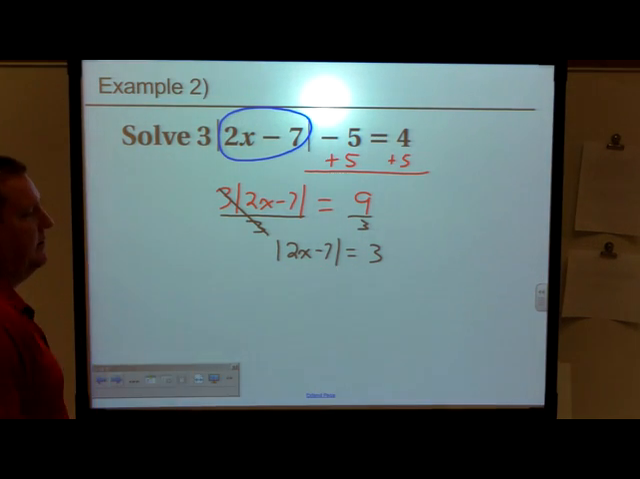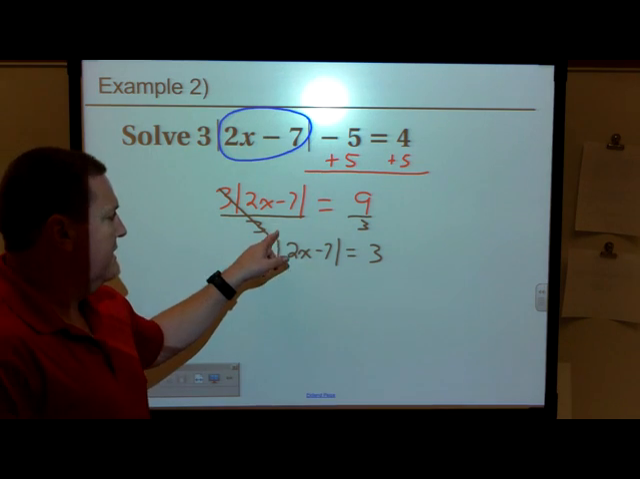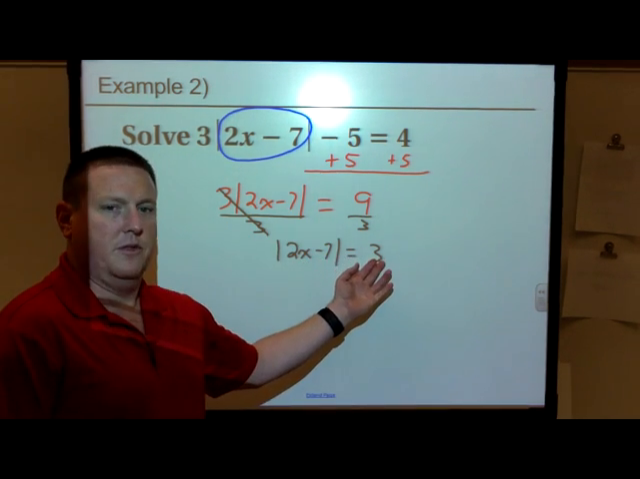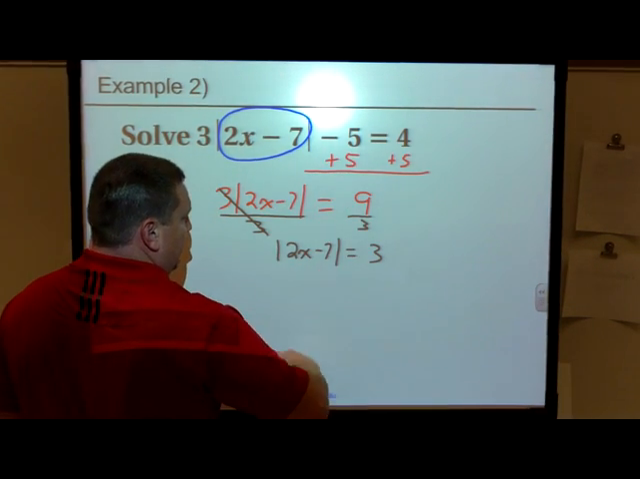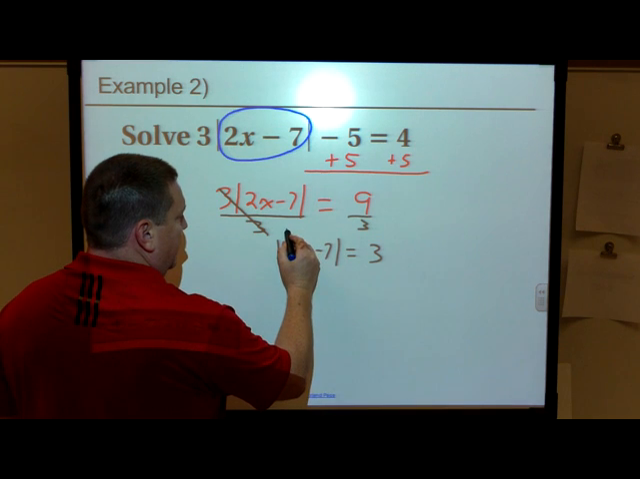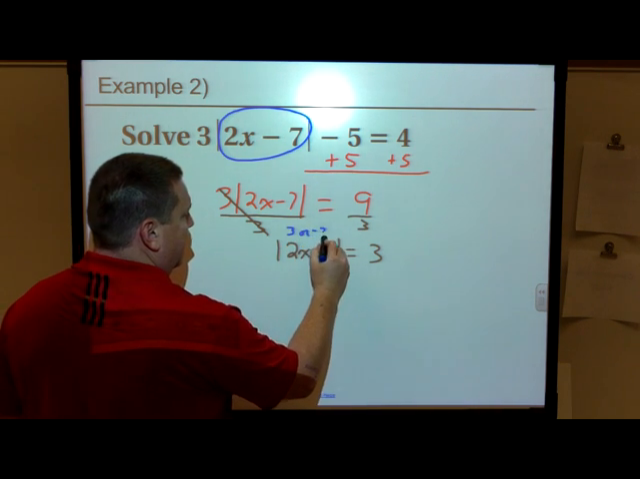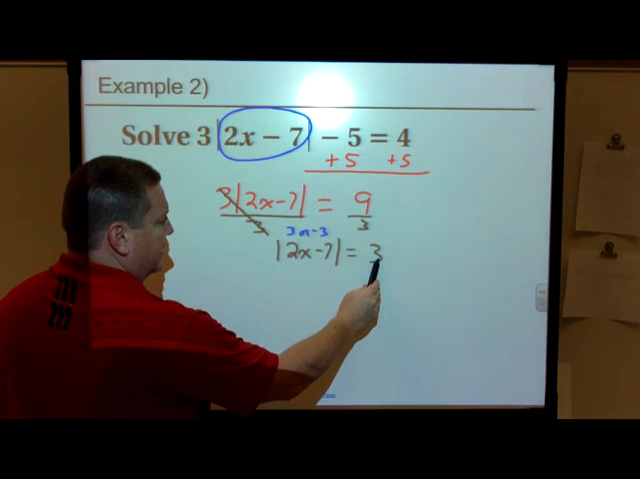Now that my absolute value has been isolated, I take this expression here and let it equal the 3 and the negative 3, not the 4 and the negative 4. Because the value inside of this expression could either be a 3 or it could be a negative 3. The absolute value of both would give us this.